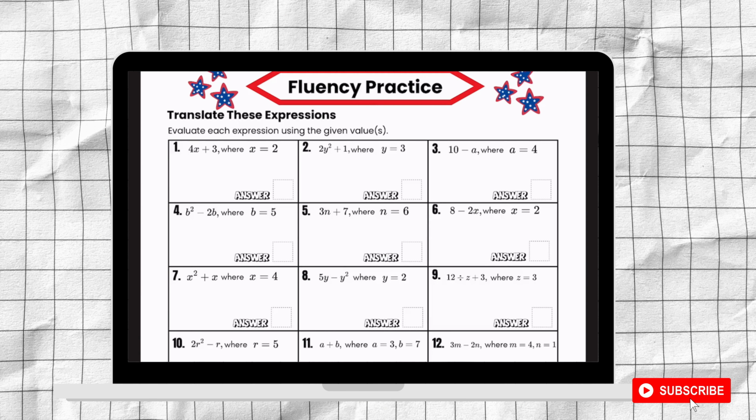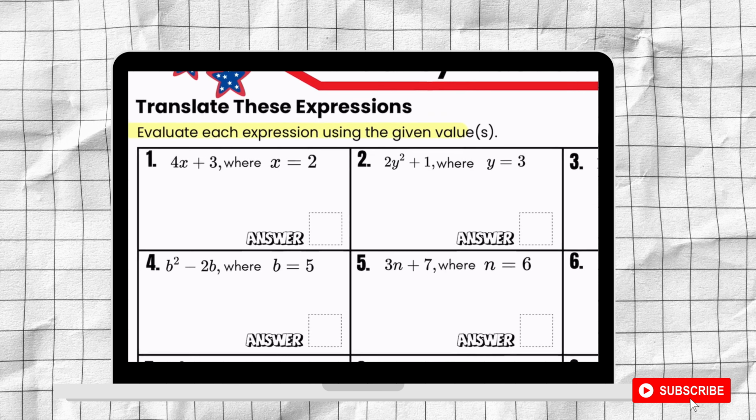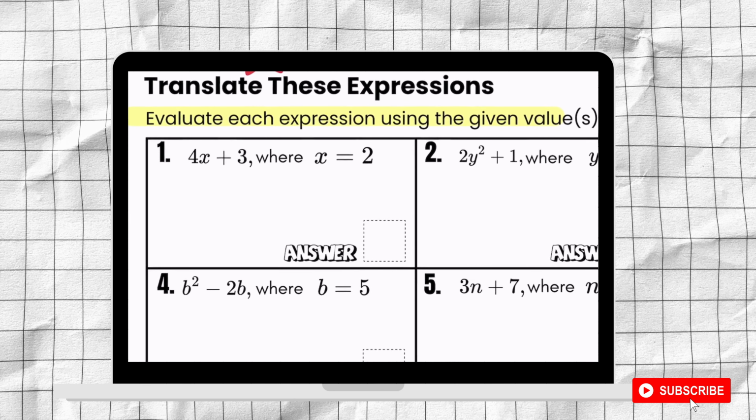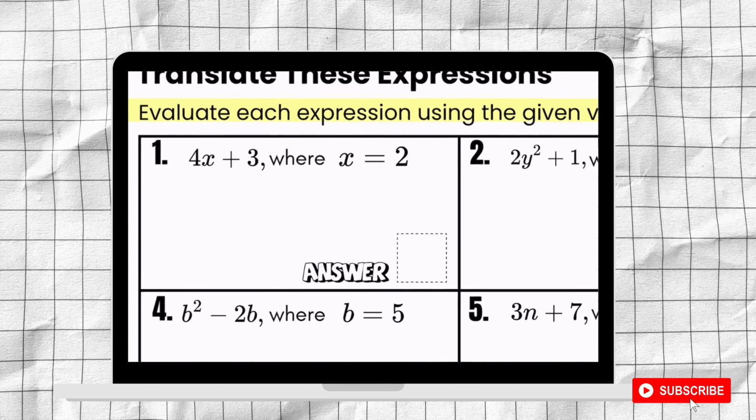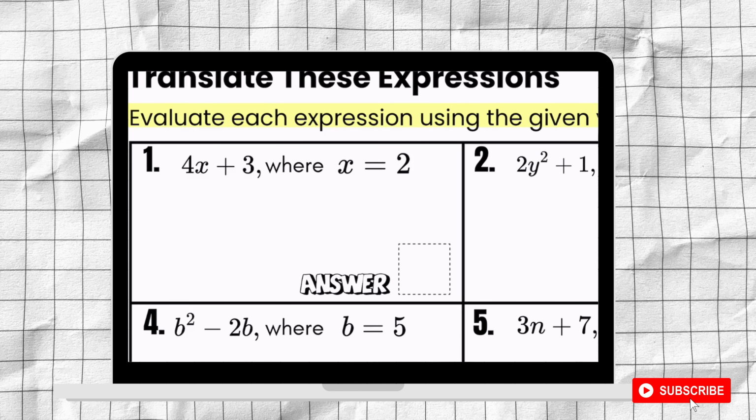Okay, we are going to evaluate each expression using the given value or values. And remember, evaluate is we're basically finding the answer. So we're going to start here with number 1. We have 4x plus 3, where x equals 2. Okay, so our unknown value is x.